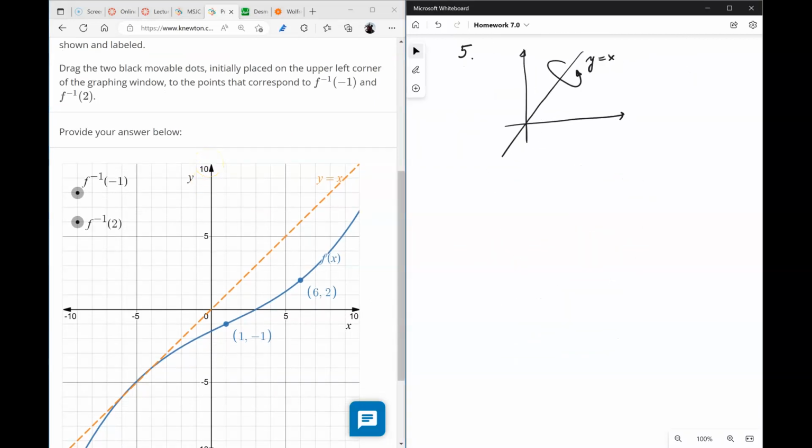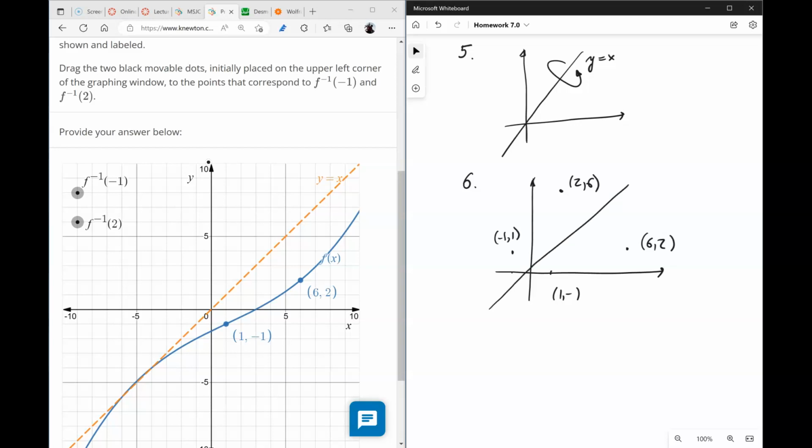Another one where we have to simply take the points and reflect them manually. So (6, 2) will become (2, 6), and (1, -1) will become (-1, 1). That's the easiest way to actually do the reflection by hand. So at 2 it's going to be 6, and at -1 it's going to be 1.